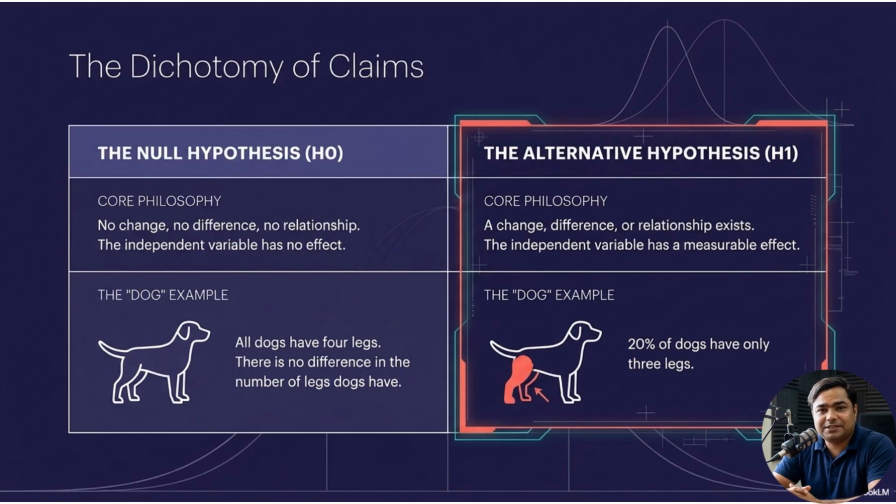Notice that hypothesis testing does not begin by trying to prove the alternative hypothesis directly. Instead, it begins by assuming that the null hypothesis is true. Then we ask whether the data are unusual enough to reject that assumption. This is very important. We do not prove H1 directly. We test whether H0 becomes difficult to believe.